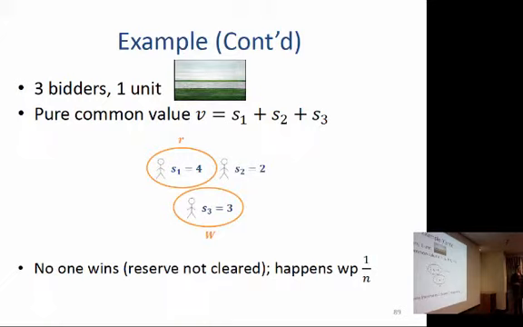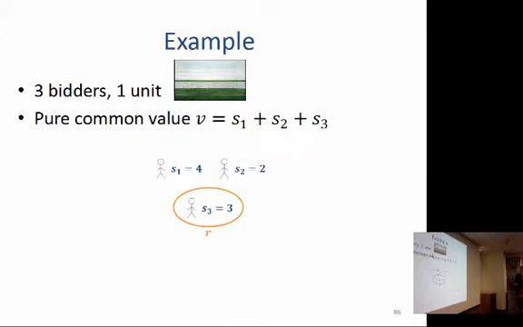Sorry, do you mind doing that a little slower? Of course. Because I got confused by the common value aspect of the example. Right.